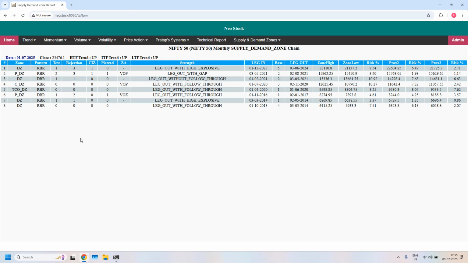In any supply demand zone chain reports, always look into the zone column to find the high liquidity zones, look into the pierced column to find the pierced zones, and look into the LTF trend to find the trend of the current time frame you have selected. And you already learned one time frame higher is ITF and one more time frame higher is HTF trends. And remember these points for all the supply demand zone chain reports. And also don't forget to pause the video when you are moving from one report to another report, because I am giving you very few seconds time to watch the reports.